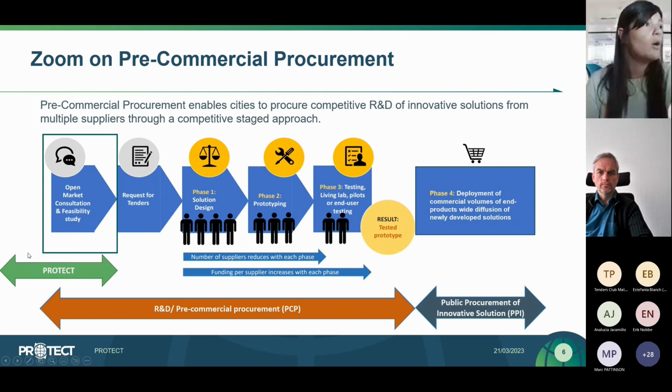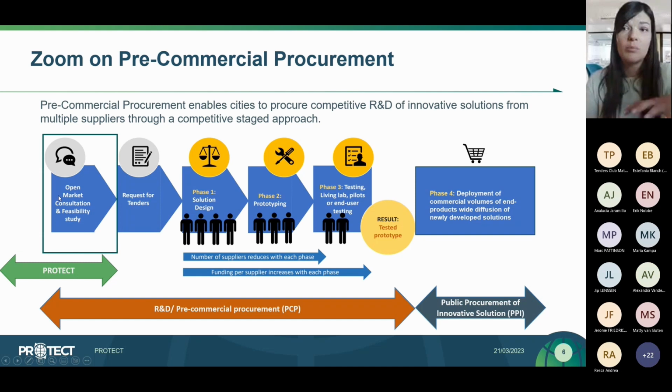So we are here now. We are going to be doing a little bit of this very first phase of a PCP, which is understanding the market, understanding what is already out there and what is not, because this is what interests us, what is not out there. And for that, we need to organize open market consultations. This will come a little later on in the project, but you will know more in a second with the other slides that I'm going to show.